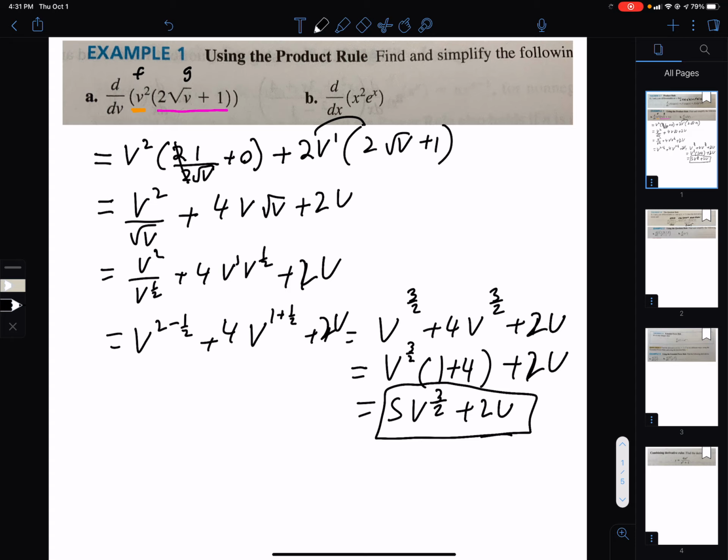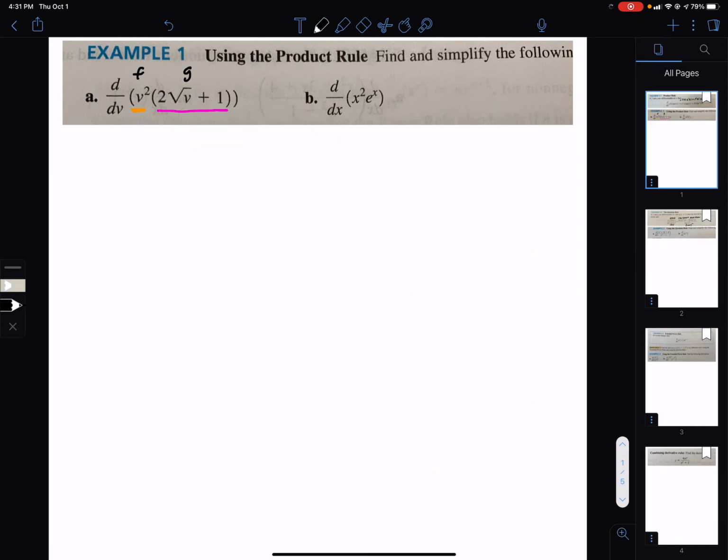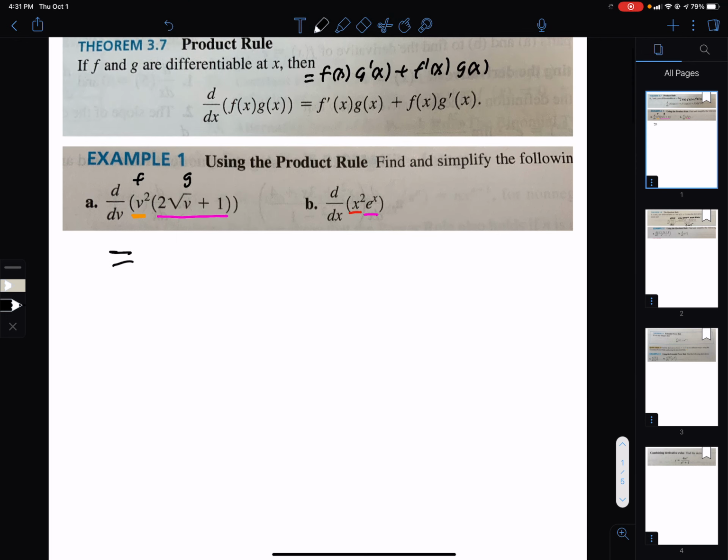Now let's go back, and I'm going to erase all this, and we're going to do the second one. And like I said, we're multiplying two things, x squared and e to the x. So my product rule, what does it say? Well, I leave the first one alone, and I take the derivative of e to the x. But you should know the derivative of e to the x is e to the x. And then I take the derivative of the first one, which will be 2x, and then I leave the second alone, it's e to the x.